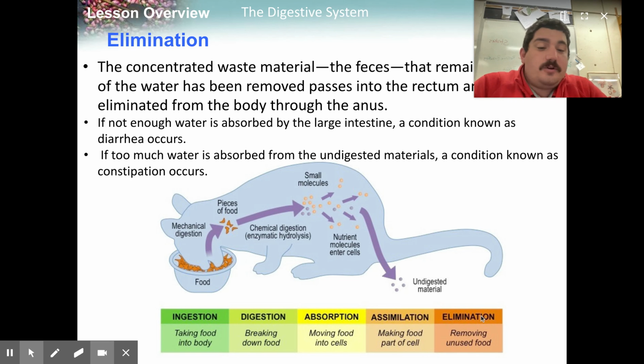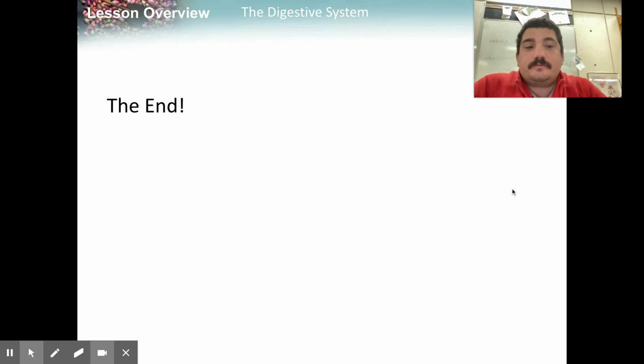Really important stuff. Elimination happens at the end here, and again, we can see our parts of digestion. So guys, that's a quick one on digestion: what it is, what we're looking to get out of it, and then the steps. We're going to go more in depth on all these organs and how they work, as well as identifying them in class. So just make sure you have everything filled in on your notes, and we'll see you on the next one.